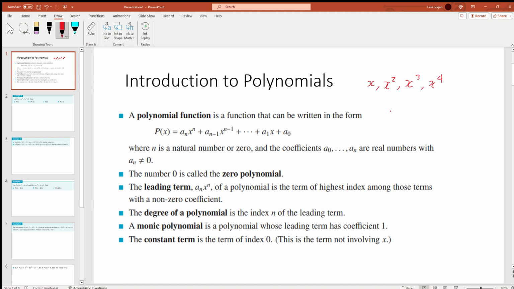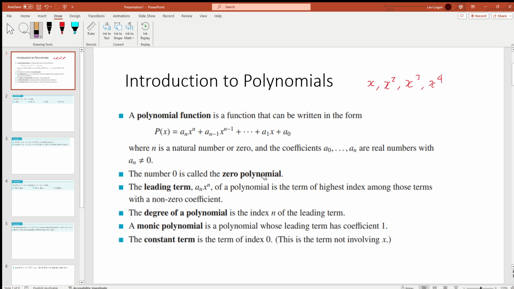For example, generally if you have a quadratic, you write it like this in ascending order. The x squared is your leading term, then it would be a linear term, and then it's your constant. It's what they've got written here. n is a natural number, or 0, and the coefficients, all that stuff there. And the number 0 is called a zero polynomial.